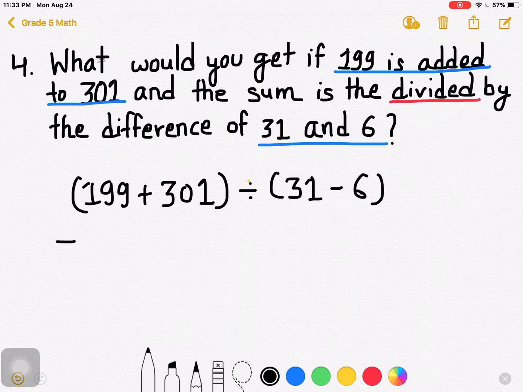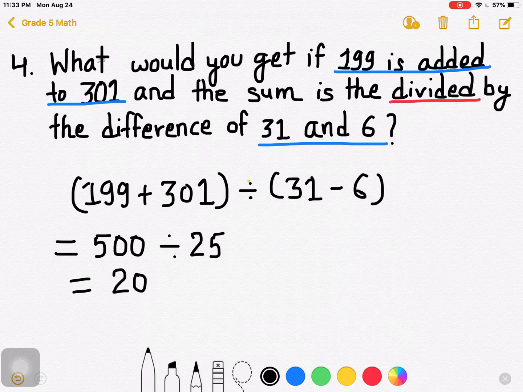Okay, now let us add 199 plus 301, isn't it? This is 500 divided by 31 minus 6. Okay, this is 25. Now if you divide 500 by 25, then you are going to get 20.